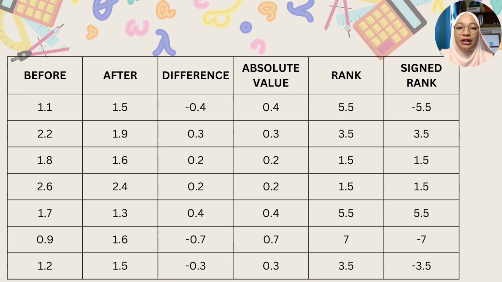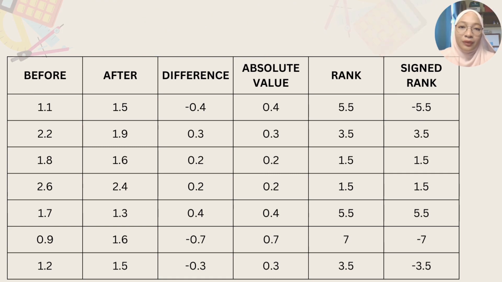And then for the absolute value, we can simply remove the negative sign that we calculated from the difference before this. For example, 1.1 minus 1.5 and we get the difference negative 0.4, and for the absolute value we just remove the negative sign, so the absolute value would be 0.4. When we get the absolute values, it is easier for us to arrange them according to rank.